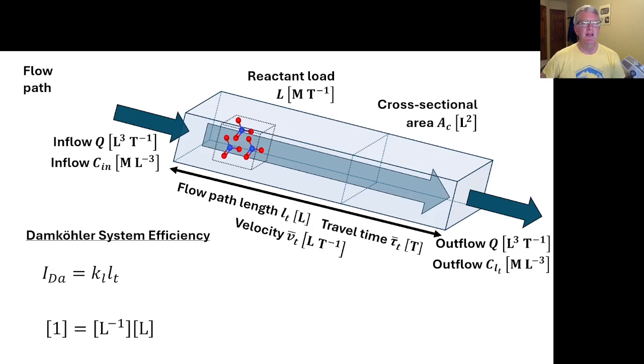Again, using space for time substitution, the advective Damköhler number might be defined as the product of the longitudinal rate coefficient and the length of the flow path. This Damköhler number is effectively a dimensionless ratio of lengths, which is more evident in recognizing it as the quotient of the length of the reach and the uptake length.